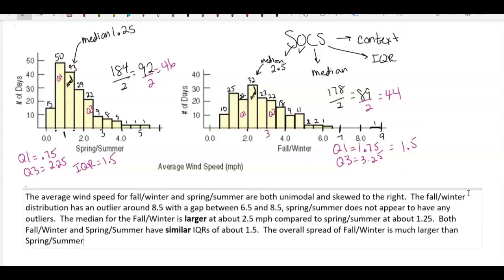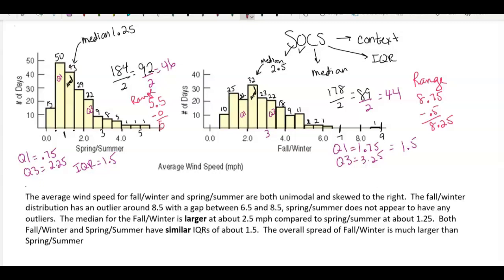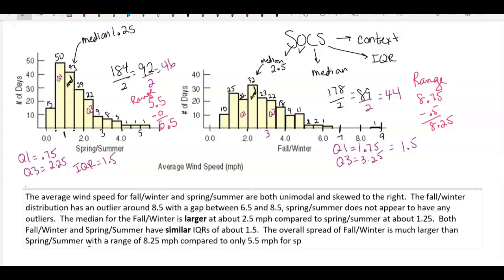And what you could do here is you could include the range, and the range is something that's the max minus the min. I don't really include range that often, but because this graph goes far to the right, is so much bigger, I want to be able to describe that. And so let's see. So the range for this one is about 8.75 minus 0.5, so 8.25, versus this one, which is 5.5 minus 0. So even though their middle 50%, which is the IQR, is about the same, the overall spread of fall, winter is much larger. Okay. So the overall spread of fall, winter is much larger than spring, summer, with a range of 8.25 miles per hour compared to only 5.5 miles per hour for spring, summer.